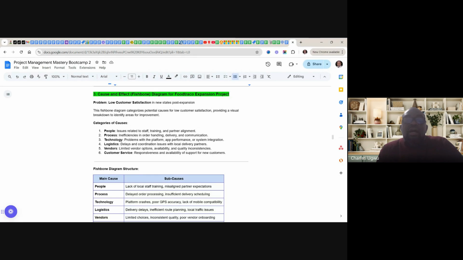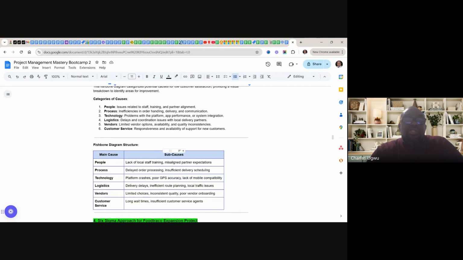in order handling, delivery and communication, technology, problem with the platform, app performance or system integration, logistics delay and coordination issues with local deliveries and partners, vendors, limited vendors, options, availability and quality inconsistency, and customer service, responsiveness and availability of support for new customers. So then that is the main causes here.